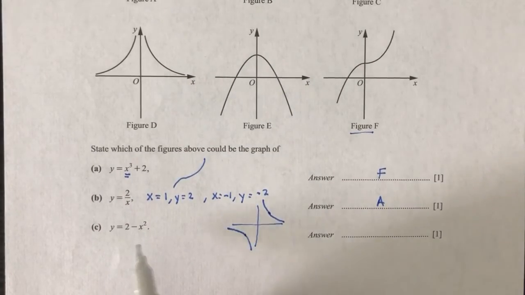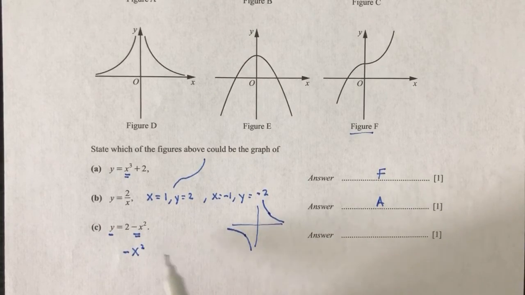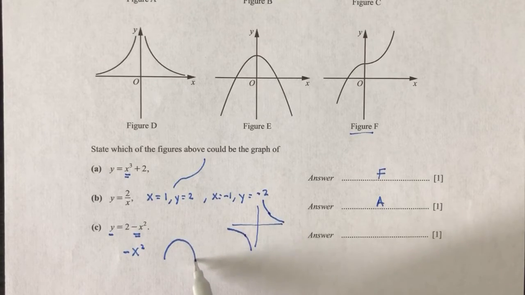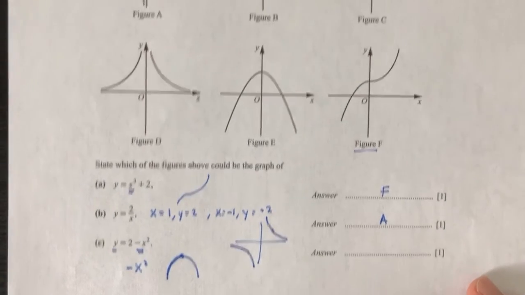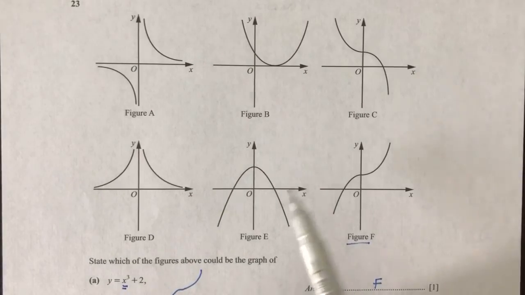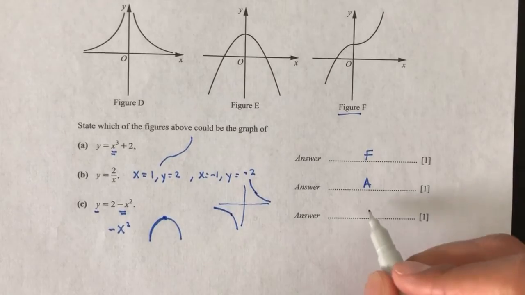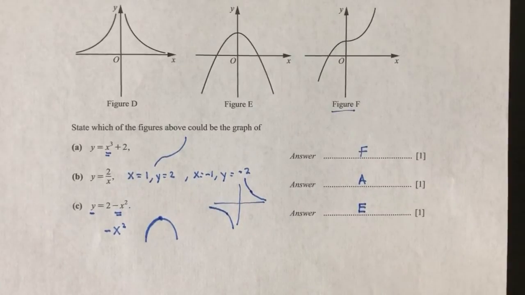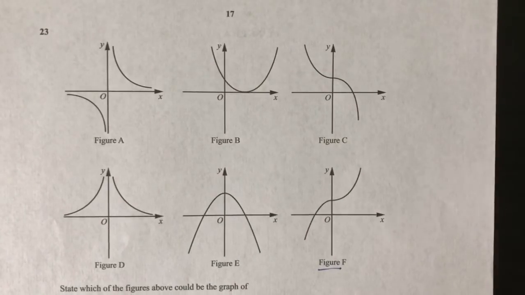And the last one will be y equal to 2x minus x squared. When we have minus x squared, we know the shape has a maximum point, right? It looks like an N shape. So which other drawings have an N shape? We have only one, which is this one. So your answer will be figure E. And that is question number 23.